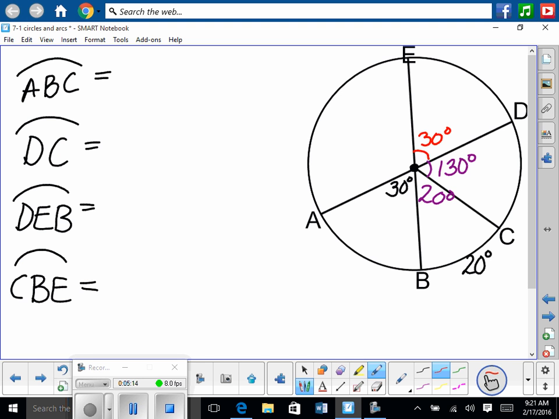Isn't this a straight line angle? Yeah. So that's 180 degrees, right? So 180 minus 30 is 150. Okay, so we've gone through and we've filled in all our angles here. So now we can enter the arcs.